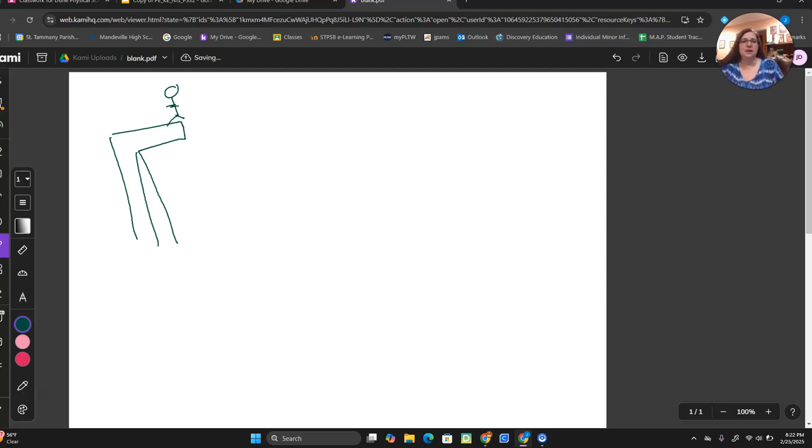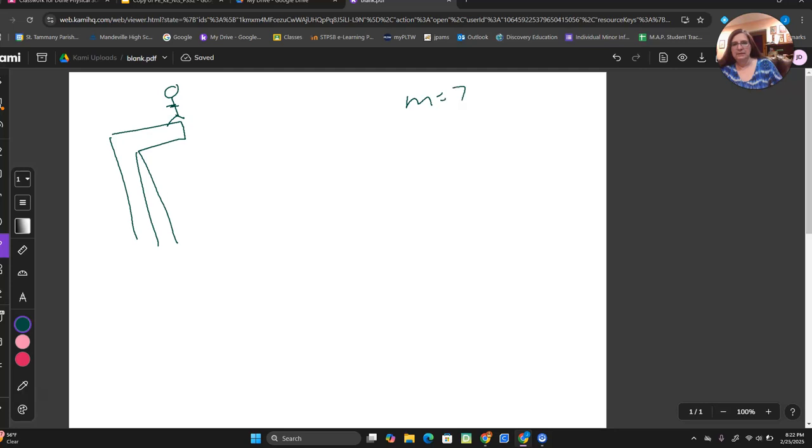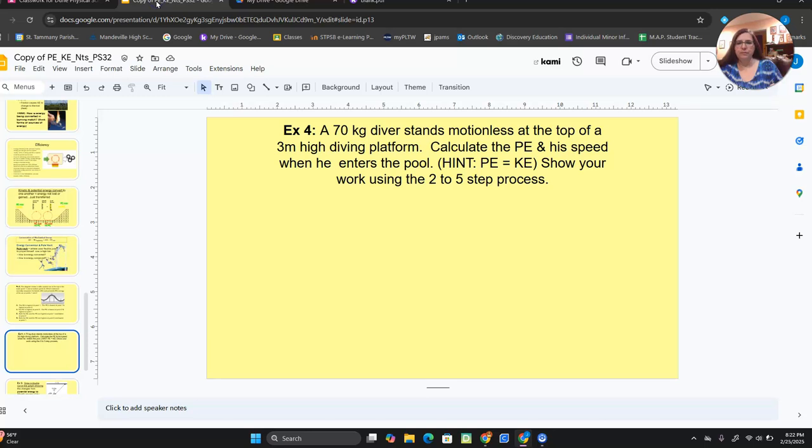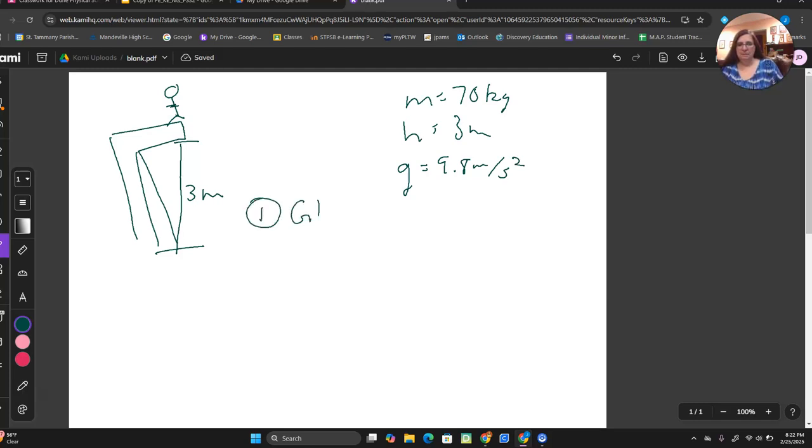Do we know the mass of the diver? So I know that the diver has 70 kilograms of mass, so I'm going to write that over here. Mass is 70 kilograms. And then I also know that the platform is 3 meters, so this distance here is 3 meters. So my height is 3 meters. And I know that the gravitational acceleration is 9.8 meters per second squared. So the first question asks, what is the gravitational potential energy?